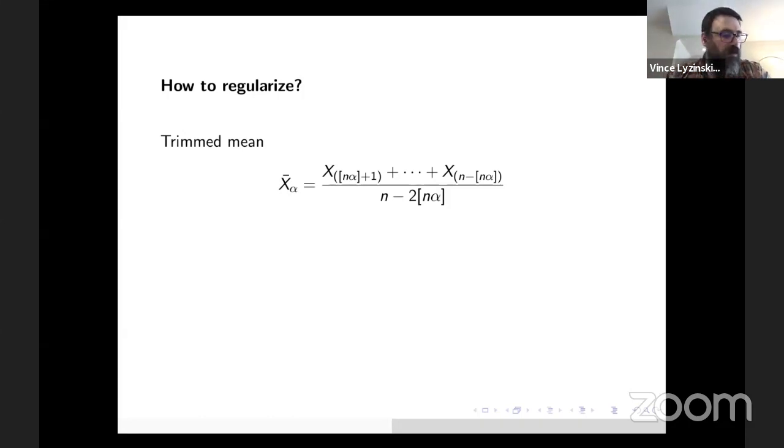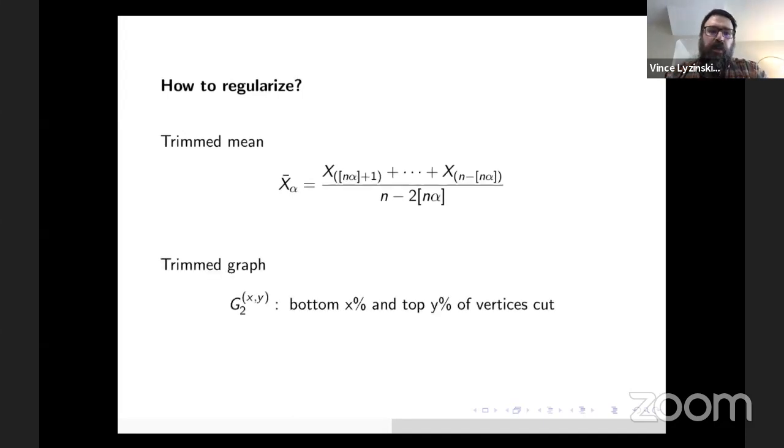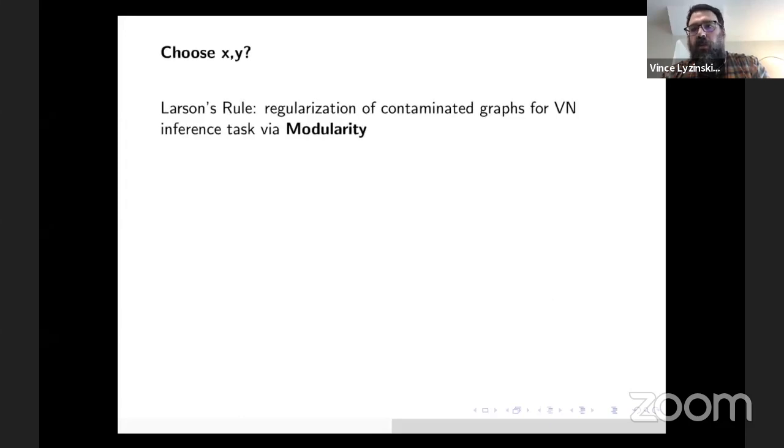And this is a classic tool in robust statistical estimation. The trimmed mean analog in graph world is you take your network, you order the vertices based on degree, you chop the bottom X% off and the top Y% off based on the degrees, and you leave what's left. How do you choose X and Y here? Well, Larson's rule gave us a way of doing that based on network modularity.